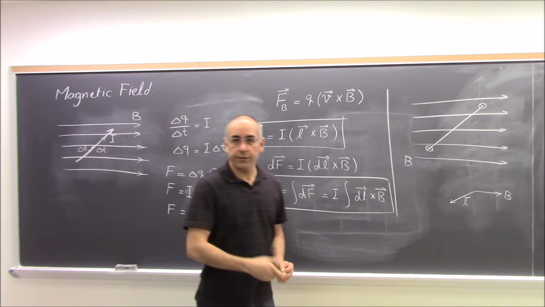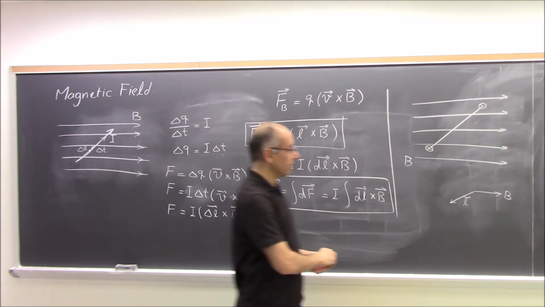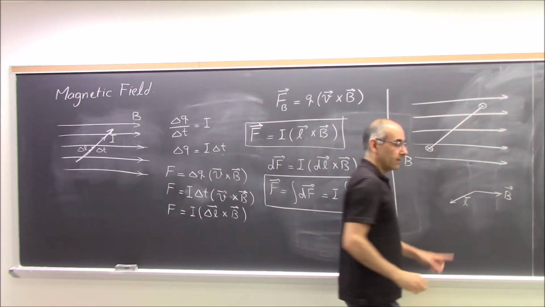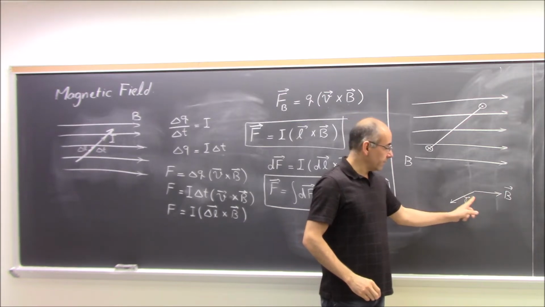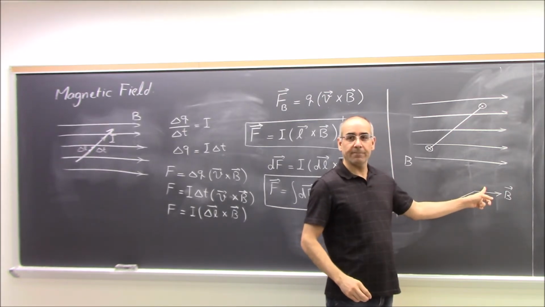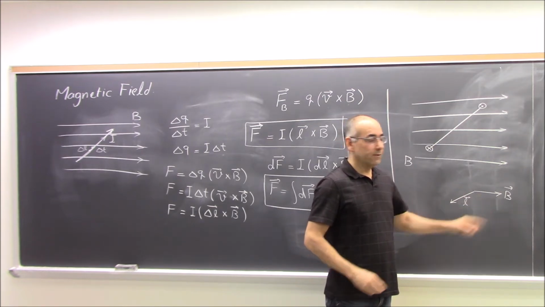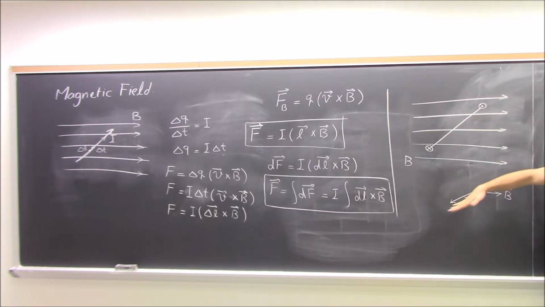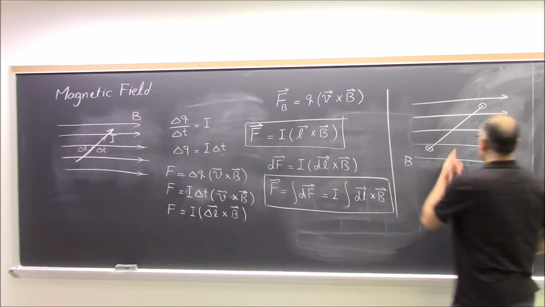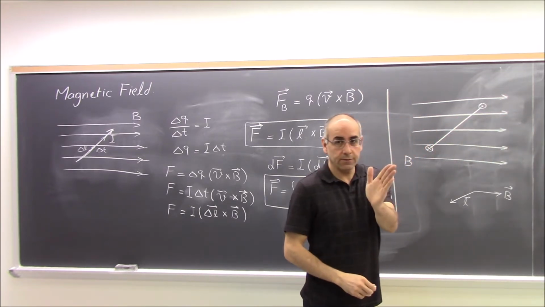When we say you turn the first vector into the second vector, you should be clear that you can go this way or you can go this way, right? But we always go from the smaller angle. So if you do that, L cross B gives a force outward, right? So the force on this side is outward.